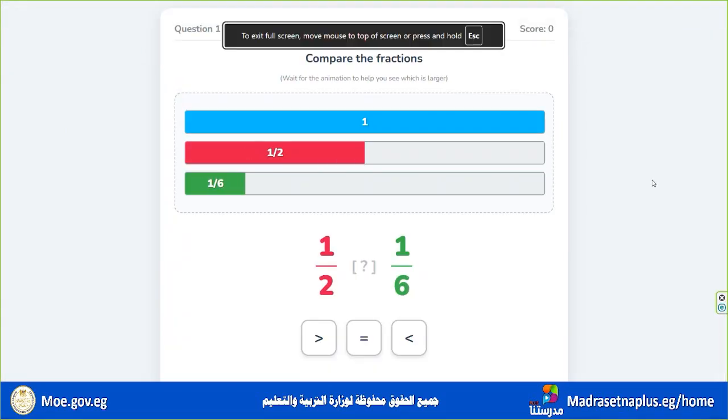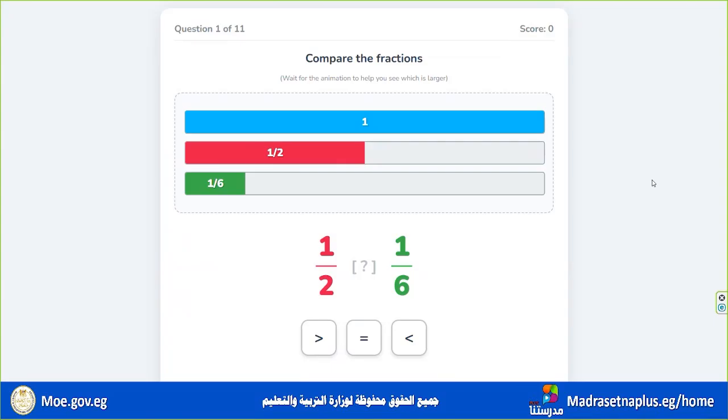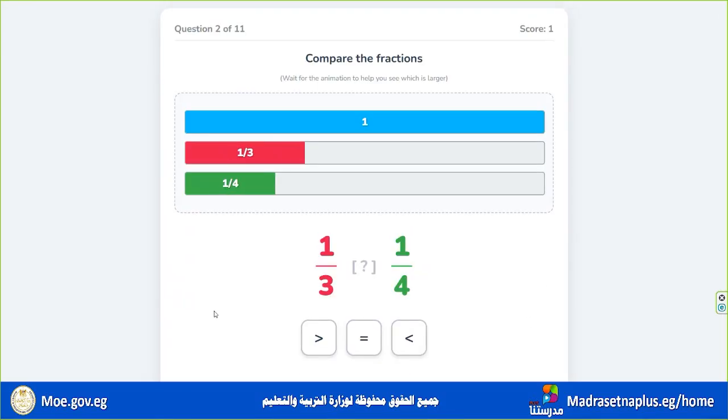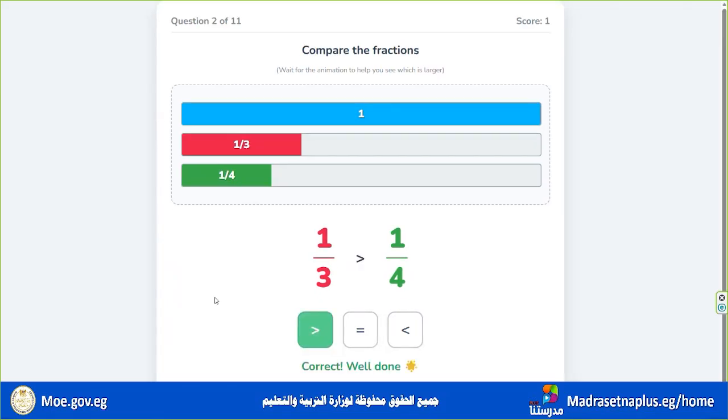Now, in front of you, 1/2 and 1/6. It's easy. Which one is greater? 1/2 in red or 1/6 in green? By using models, you can see 1/2 is greater, so you should choose it. 1/2 is greater than 1/6. 1/3 or 1/4? Look at it. Yes, it's easy now. 1/3 is greater than 1/4.